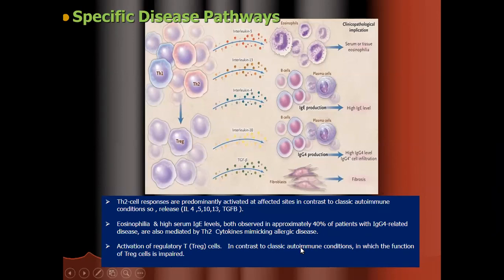Activation of T regulatory cells, in contrast to classic autoimmune conditions in which the function of Treg cells is impaired. This Treg cell will produce interleukin 10, which will stimulate B cells to mature into plasma cells and to produce IgG4. That's why IgG4 is high in circulation. Also, it will release TGF beta, transforming growth factor beta, which will stimulate fibroblasts, resulting in fibrosis. So as you can see, this is not a typical autoimmune disease, with some features of allergic disease. That's why they put this as an immune-mediated disease. It does not fit the classic features of the classic prototypic immune disorders known before.